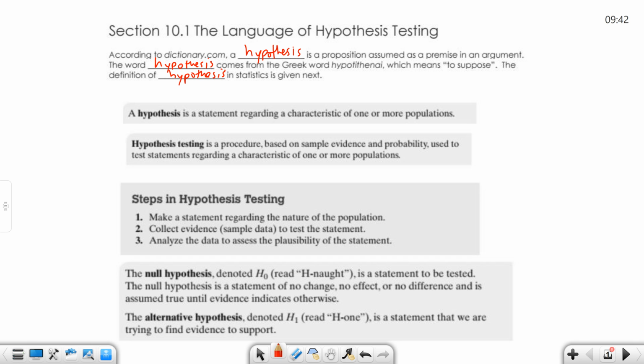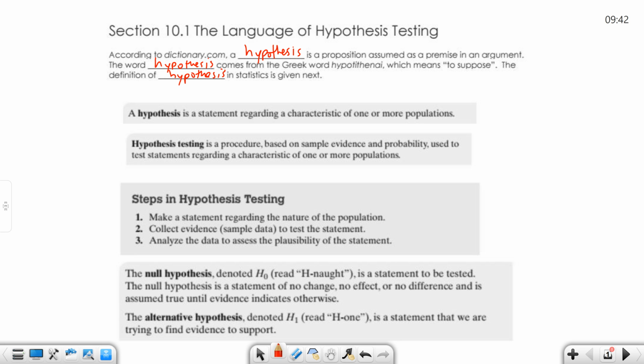The second part, we collect evidence, so we're going to take a sample, okay? We're going to test our statement. We said the mean price of a house in Oxford was $258,000. Well, we're going to get a sample of house prices and calculate the mean and see what we think. All right? See if our statement makes sense or not. And then the third thing, analyze the data to assess the plausibility of the statement. That's what I just said. We're going to see if it makes sense or not after we sample the data and do some calculations.